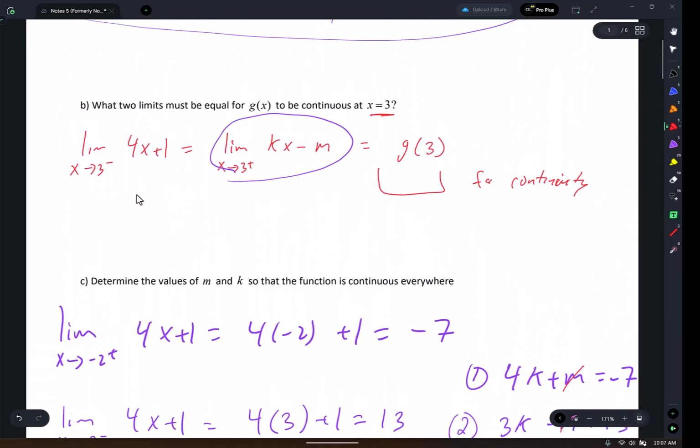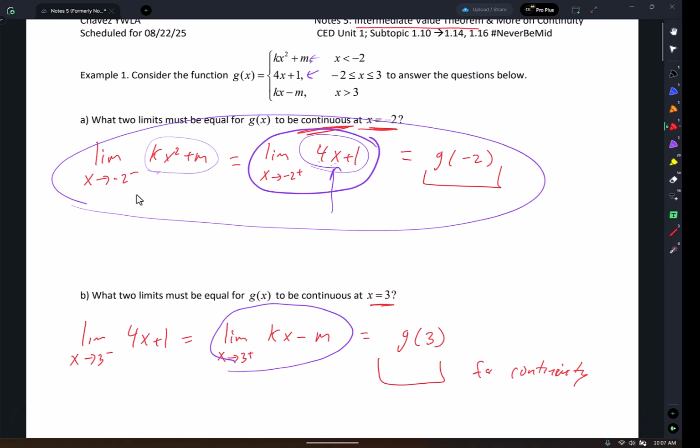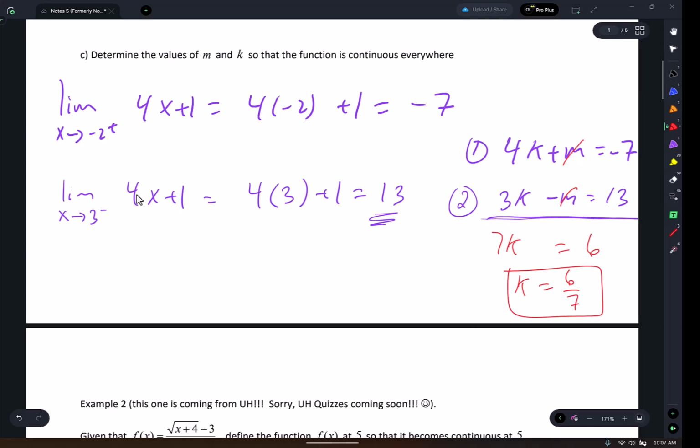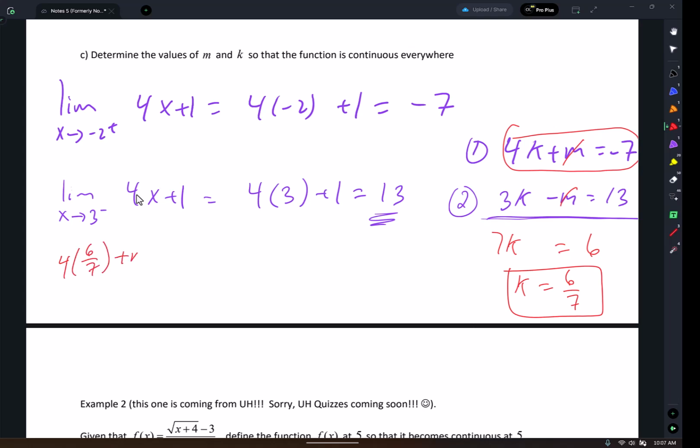Now that I got the k, can I get the m? It does not matter which one you use. I guess we'll use this one because the m is positive on this one. So here we go. 4 times 6 over 7 plus m equals negative 7. Let's see. 4 times 6, 6, 12, 24. 24 over 7. Focus, guys. Focus. Plus m equals negative 7.